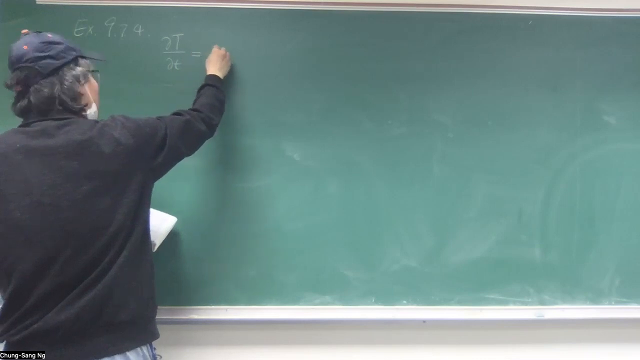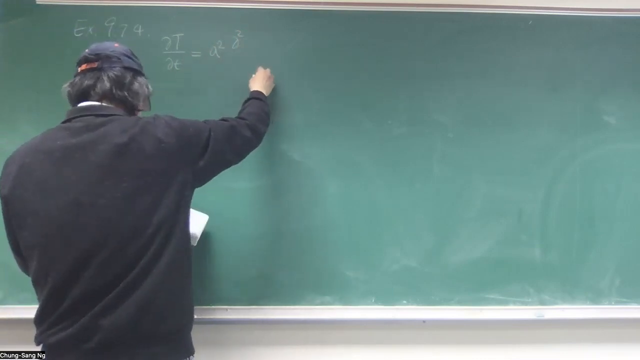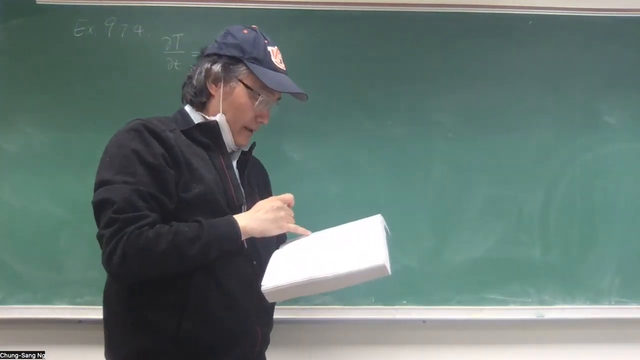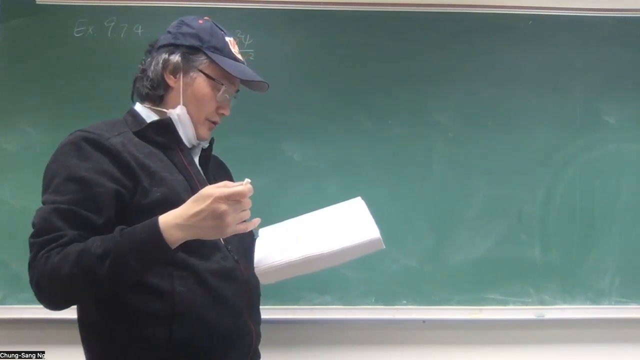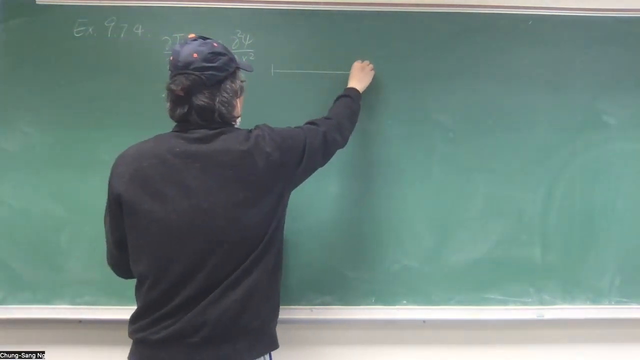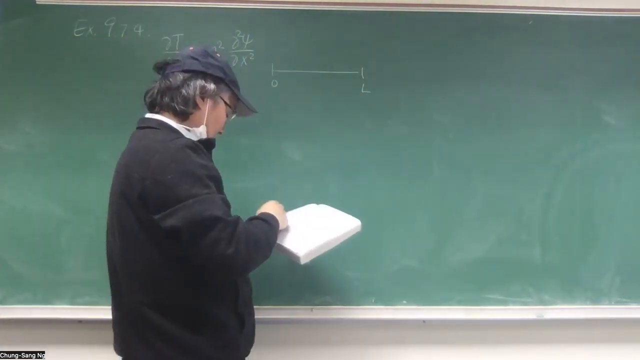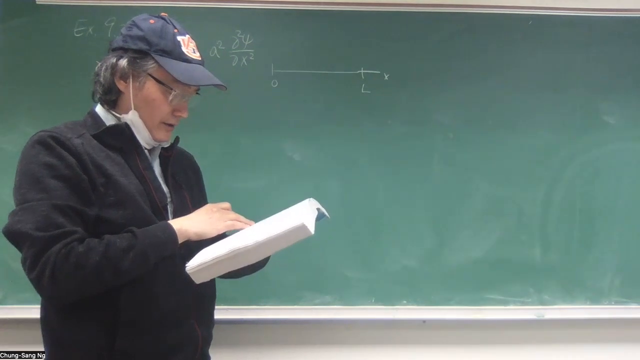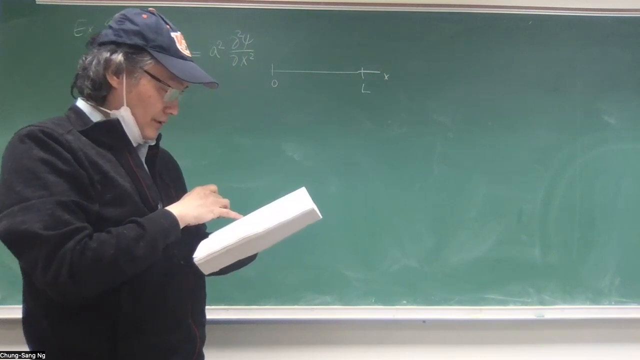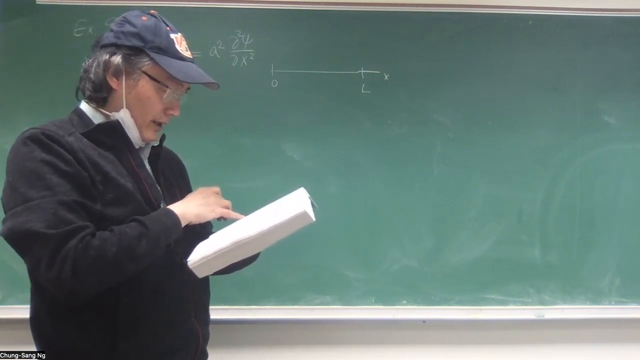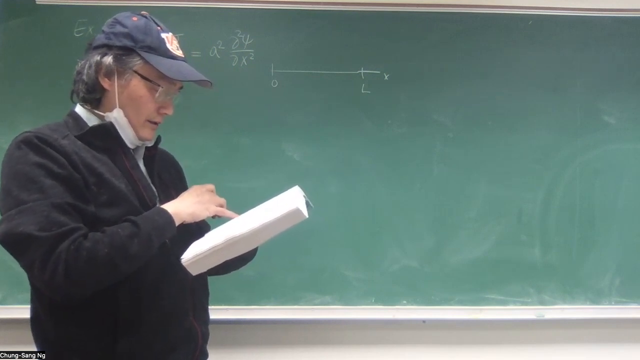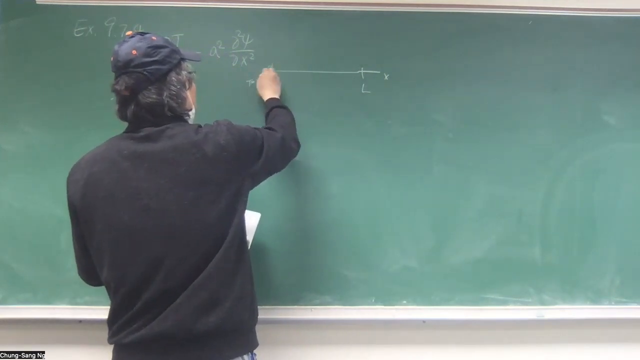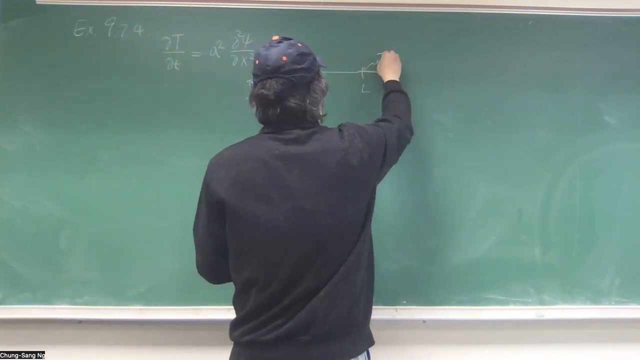T positive T A squared. Okay. So the equation is the same, but not the geometry. The geometry is different. So from 0 to L, this is along X. Right. And then the boundary condition is that the temperature at x equals 0 is 1, and 0 at x equals L. So this is T equals 1, here T equals 0.